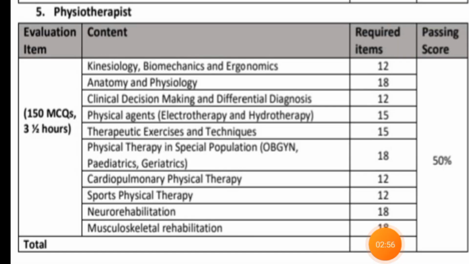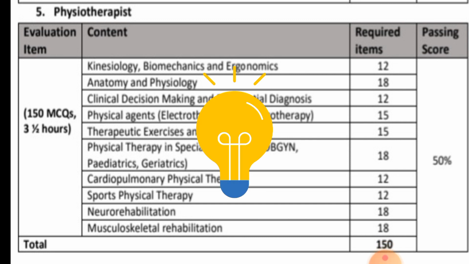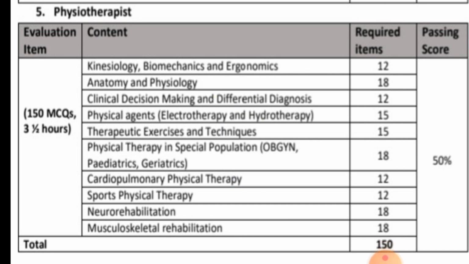Here I will show you the outline syllabus of the Qatar exam, how it is conducted, and how many MCQs from each subject are in the Qatar license exam. So listen carefully. First, kinesiology, biomechanics and ergonomics: there are 12 MCQs. From anatomy and physiology, there are 18 MCQs.